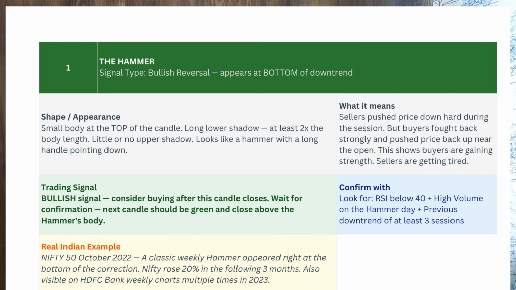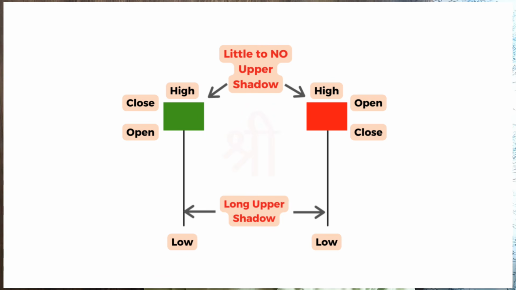Shape: small body at the top of the candle, a longer lower shadow or wick, at least 2x the body length, with little or no upper shadow. It looks like a hammer with a long handle pointing down. What does it mean? Sellers pushed the price down hard during the session, but buyers fought back strongly and pushed the price back up near the open. This shows buyers are gaining strength, sellers are getting tired.